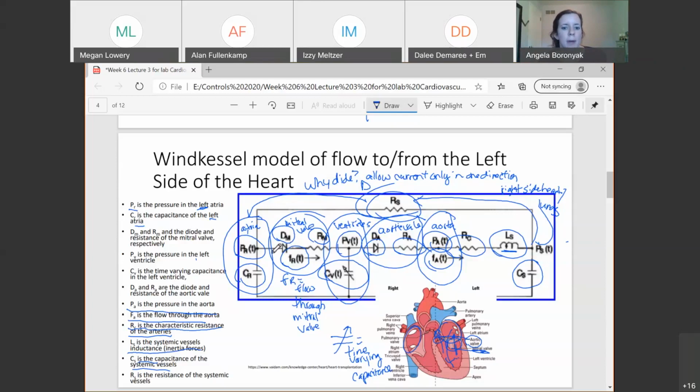So that valve, that mitral valve, is represented by a diode. Remember, we've seen diodes before in sensing and measurement. They're an arrow kind of with a line, and that arrow is indicating the direction they allow flow. Why would I want a diode to model my mitral valve? Why is a diode a good choice for an electrical circuit element to model that mitral valve?